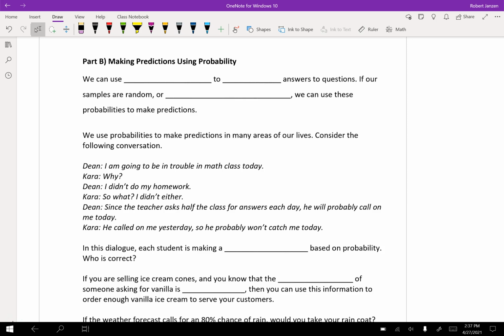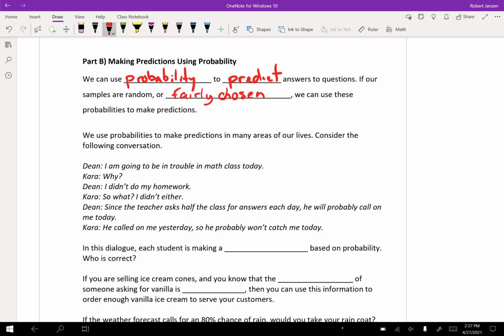First of all, what goes in here? We can use probability to predict answers to questions. If our samples are random, and another word for random is fairly chosen, in other words, chosen fairly, we can use these probabilities to make predictions.